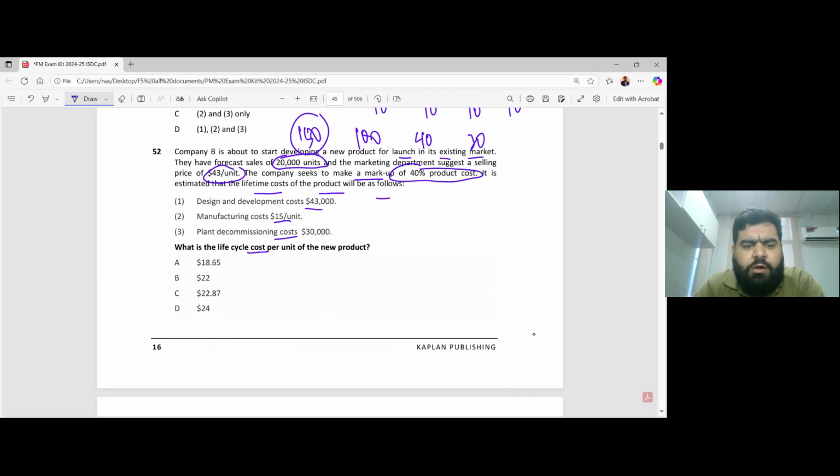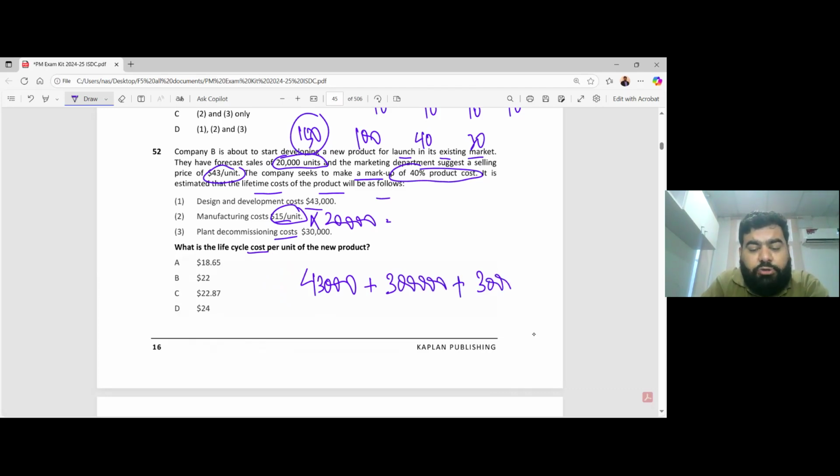Very simple. See, you have the selling price of 43, but you don't need the selling price. Just calculate the cost per unit. You have the design cost 43,000 plus manufacturing cost 15 multiplied by 20,000 units, which will be 300,000, plus another cost 30,000. So all costs you have added.